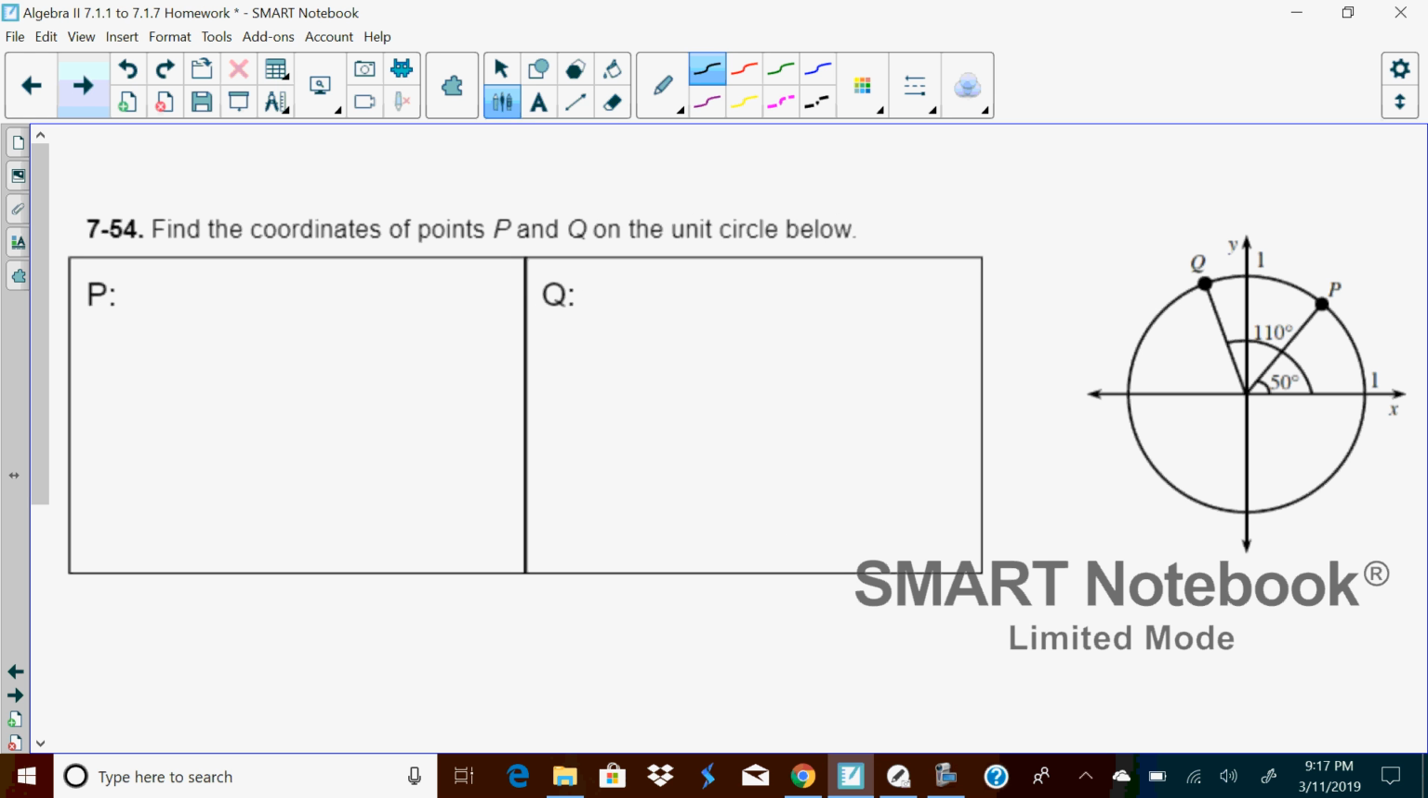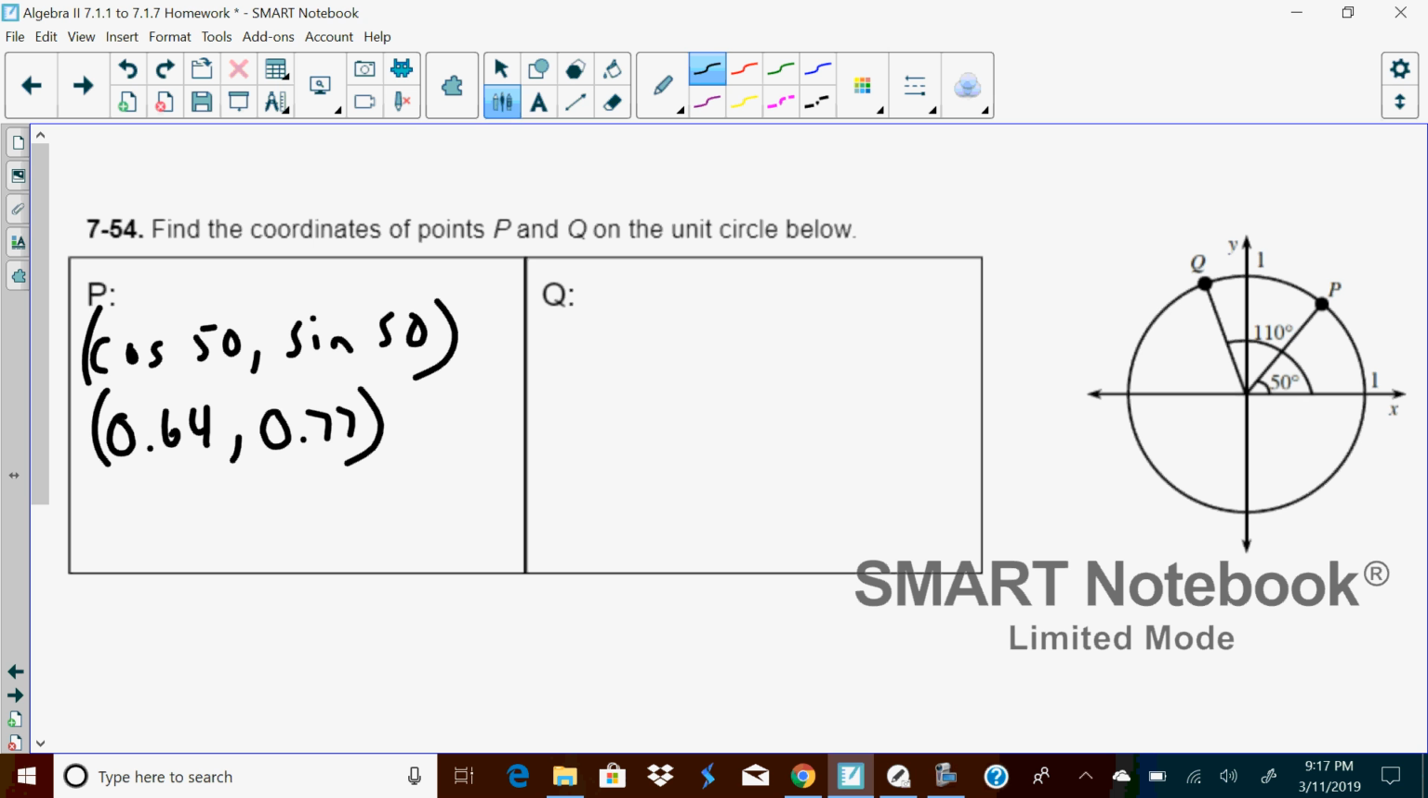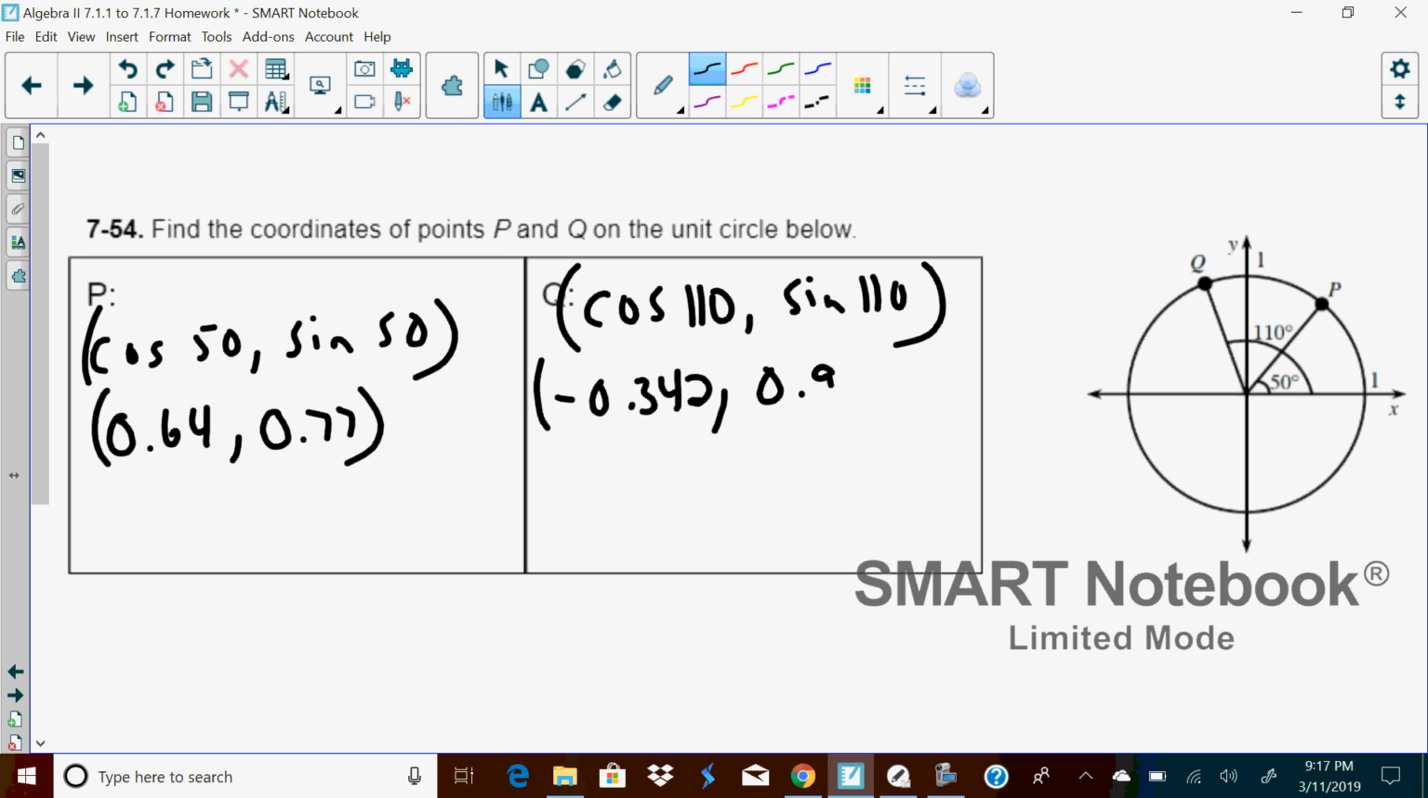54, find the coordinates of P and Q on the unit circle. So P, my angle is 50, so it's going to be the cosine of 50, comma the sine of 50, or it's going to be approximately 0.64, 0.77. Q, I'm going to use the angle 110, so I'm going to do the cosine of 110, comma the sine of 110. So I get approximately negative 0.342, comma 0.94.